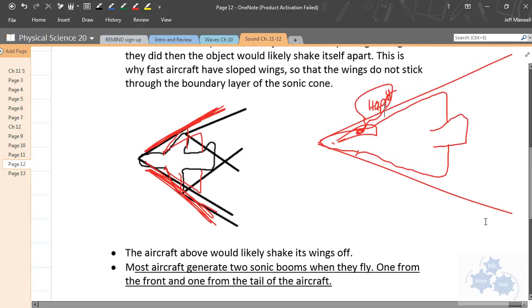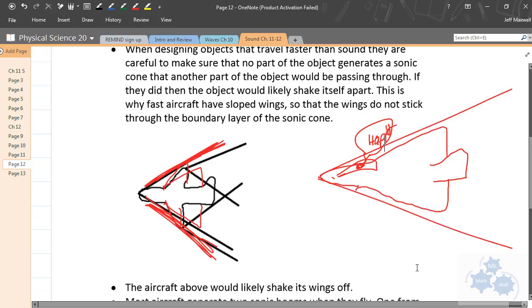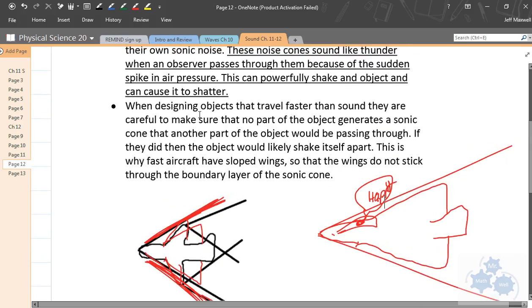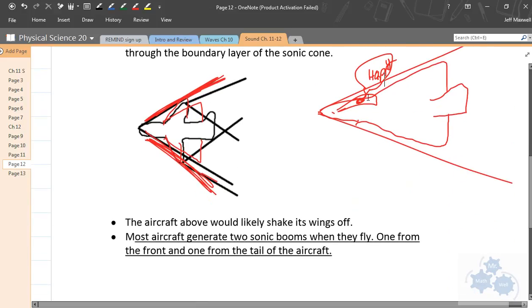Interesting note. Okay, so make sure you get these notes in here. This part was just for interest's sake. When designing objects that travel faster than sound, they're careful that no part of the object generates a sound cone where another part of the object will be passing through. That's why this guy's happy, this guy's not. Okay, so finish up those notes. That's the lesson for today.